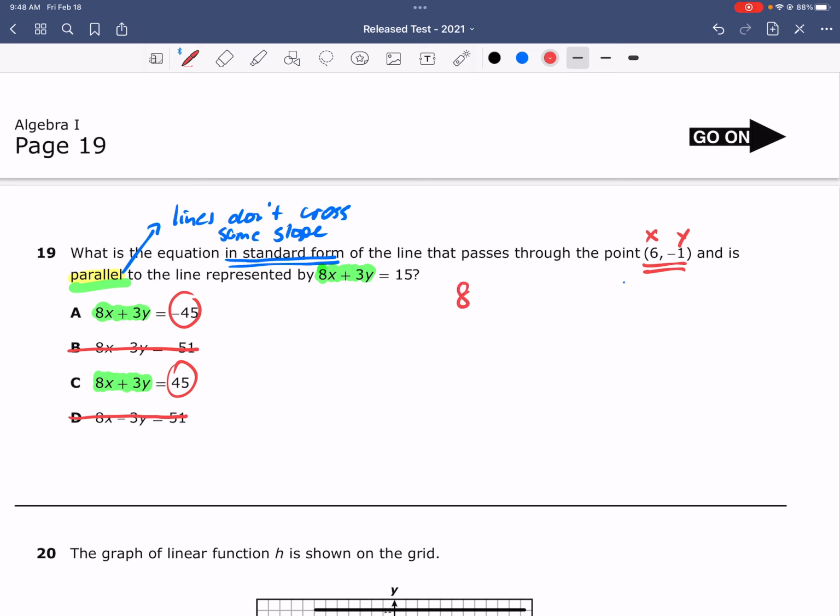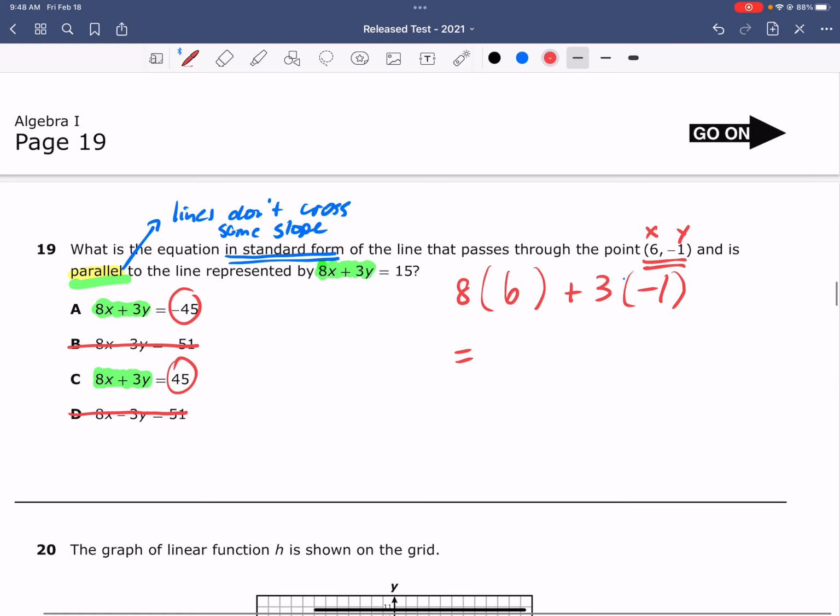So what we have is 8x + 3y, and we will substitute in 6 for x and -1 for y. Use your calculator or Desmos to calculate this. What you will get is positive 45. And so notice that positive 45 shows up in letter C. Therefore, letter C is the correct answer.